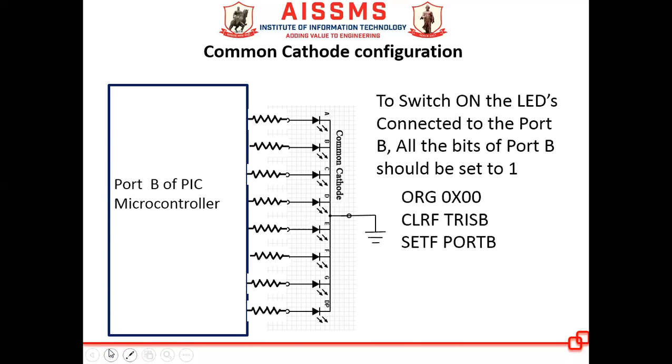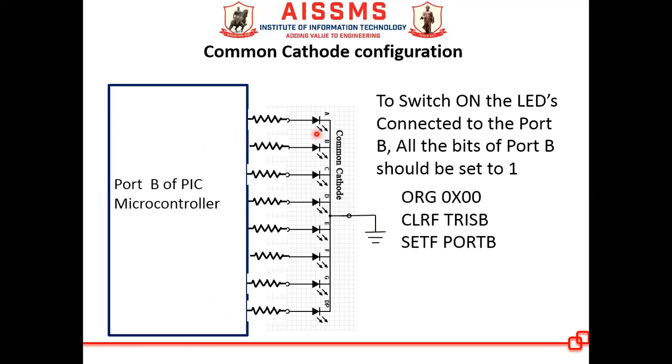So there are different configurations in which you can connect the LED with the microcontroller. The different configurations are common cathode configuration and common anode configuration. Now in common cathode configuration, as you can see, all the cathodes of the diodes are connected together and they are grounded, and the anodes are connected to the ports of PIC microcontroller or any microcontroller.